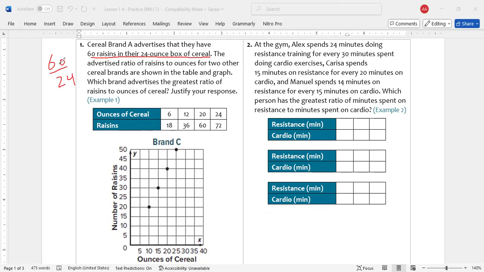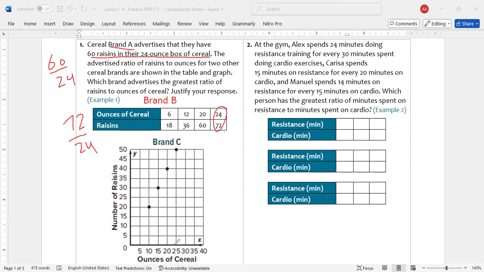So this is brand A, and this one, mentioned in the book, is brand B. For this one, we will see for a 24 ounce box, how many raisins will there be? It is given here that for 24 ounces there are 72 raisins, so I will write 24 in the denominator, because here it's also 24. From the table, in 24 ounces, how many raisins are there? 72. Now I will check from the graph which one has more raisins.